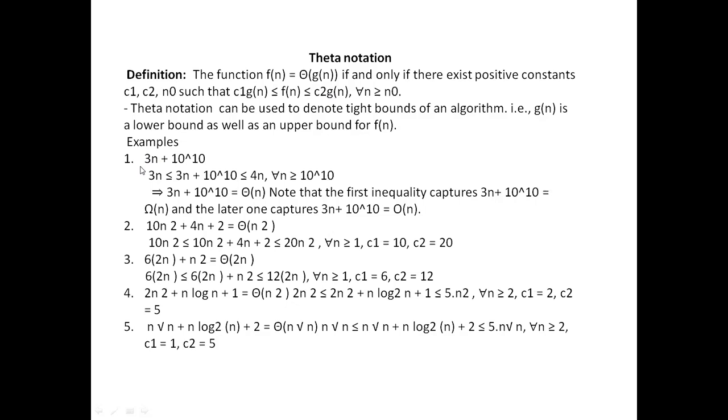See this function, 3n plus 10 power 10. This 3n plus 10 power 10 is bigger than 3n for every n greater than 10 power 10, and also this 3n plus 10 power 10 is less than or equal to 4n for every n greater than or equal to 10 power 10. So this c1 is equal to 3, this c2 is equal to 4, and this n naught is equal to 10 power 10. Okay, the same conditions apply for the remaining examples.